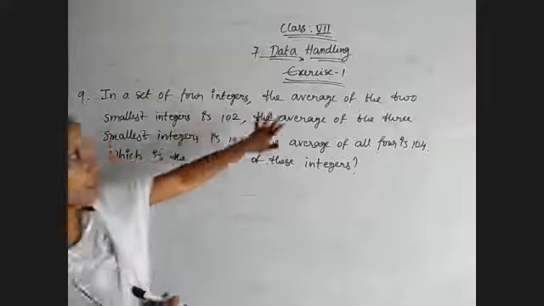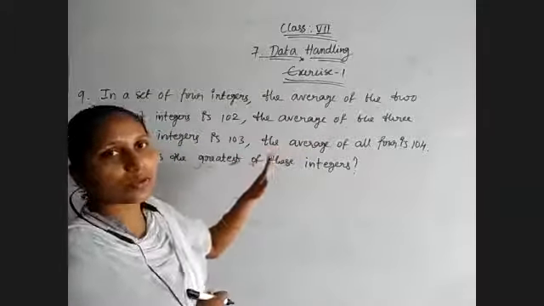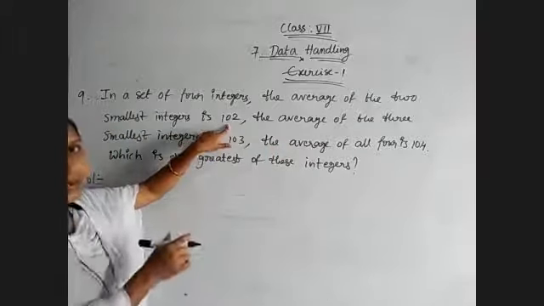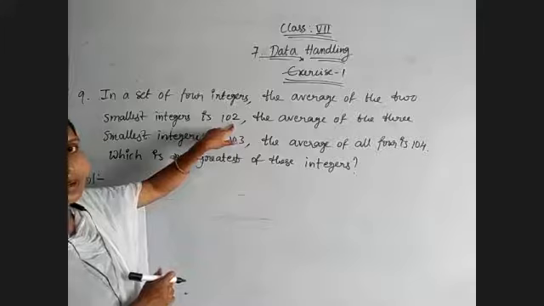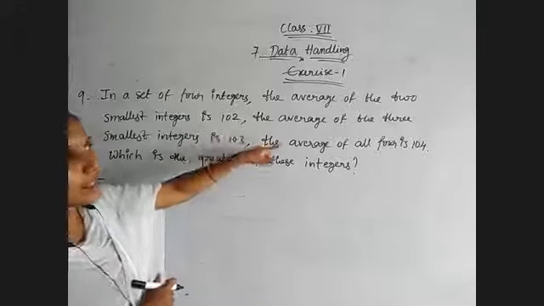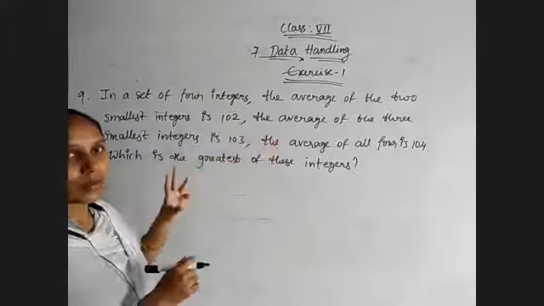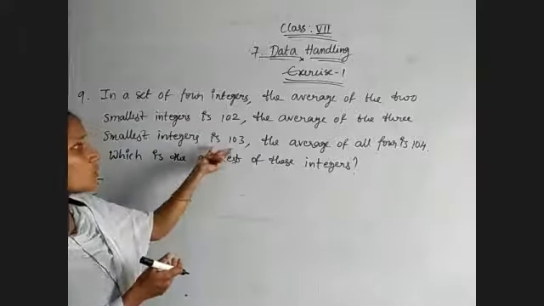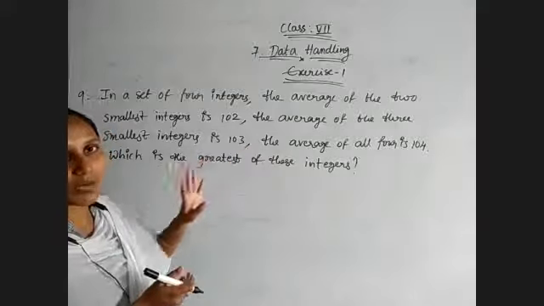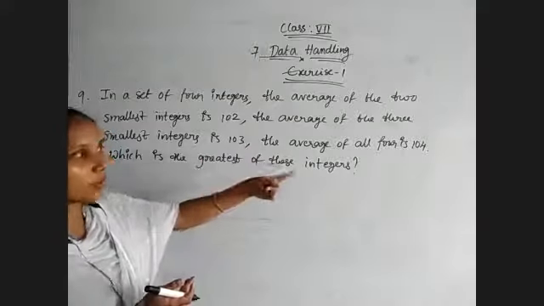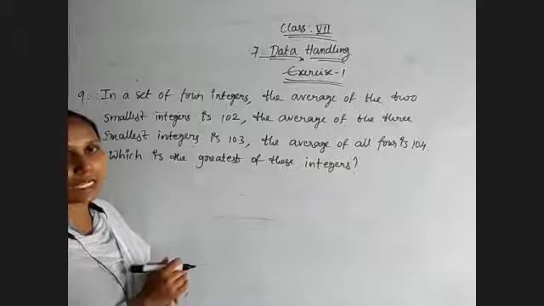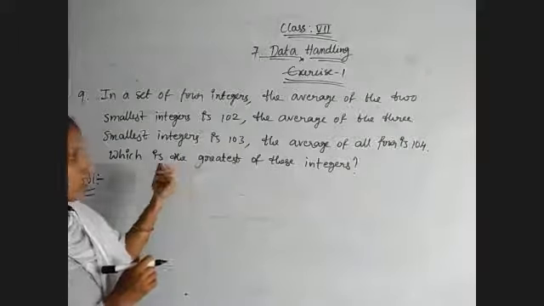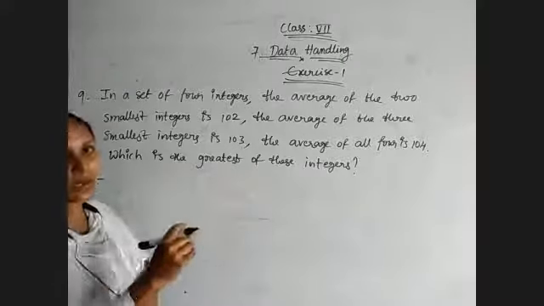First condition they have given: average of the first two integers is 102. That means sum of those two by 2 is equal to 102. Then average of the first three: sum of the three integers by 3 will be equal to 103. All four integers, sum of four integers by 4 will be equal to 104. Those three conditions are given. By solving the three conditions, we will get the integers. Among that, we need to find which one is greatest.